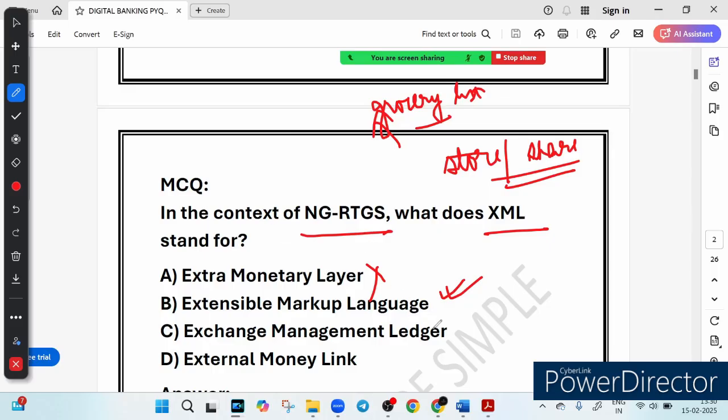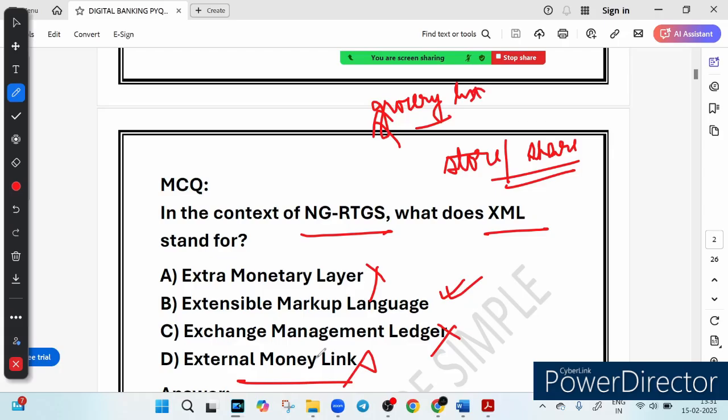Option C says exchange management ledger. This is wrong, because exchange management ledger or financial terms have nothing to do with XML. And option D says external money link. This is wrong too. External money link sounds like a system that connects financial institutions, but XML does not transfer money. So what did we learn from this question?